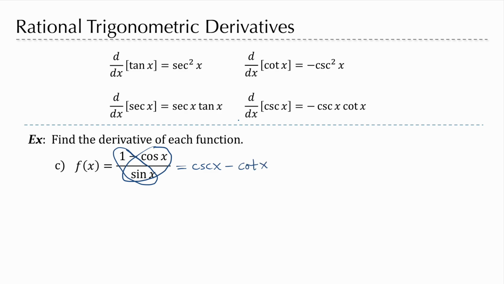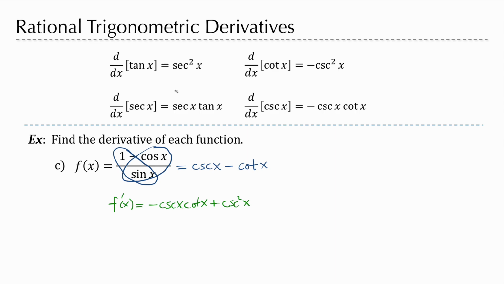So instead of doing the quotient rule, now I can simply use the derivative rules for these trig functions that I've memorized. So that means in this case, f prime is going to be the derivative of cosecant of x, which is the negative cosecant of x times the cotangent of x, and that's minus the derivative of cotangent of x, which is negative, so this becomes a plus, cosecant of x squared.